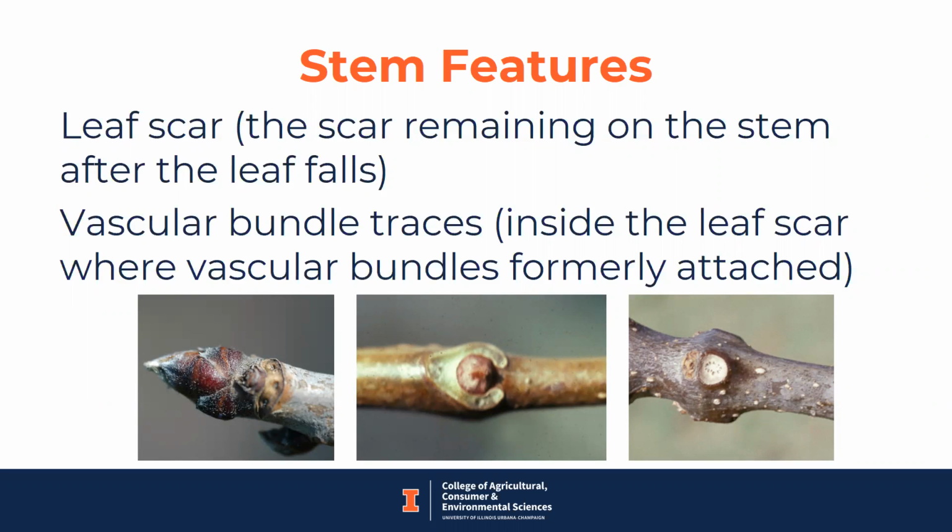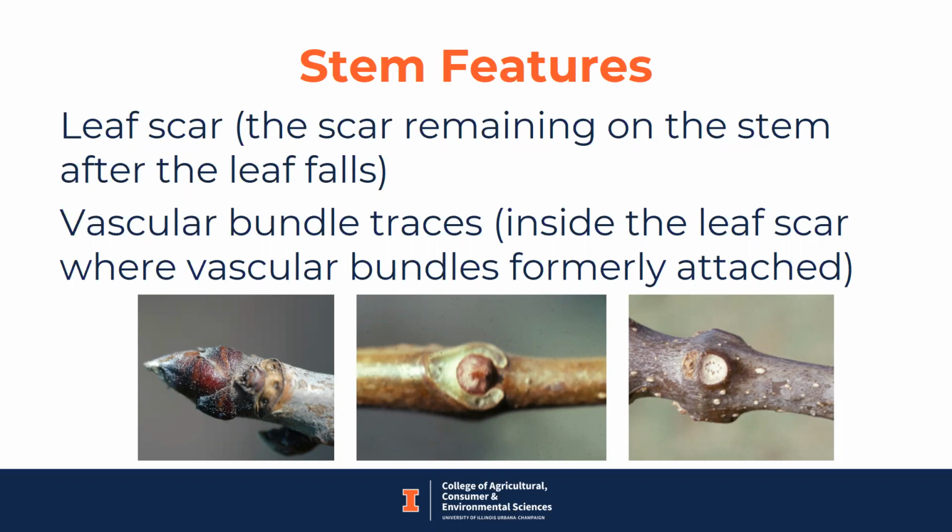Other stem features include leaf scars. This is the scar remaining on the stem after the leaf falls off the twig. It forms that abscission layer and drops off, and some of them can be distinctly shaped. Some of them can be small to large. Those will be listed on those keys as well. Inside those, you can sometimes find what are referred to as vascular bundle traces, essentially where the connective tissues within the leaf had previously attached to the tree.